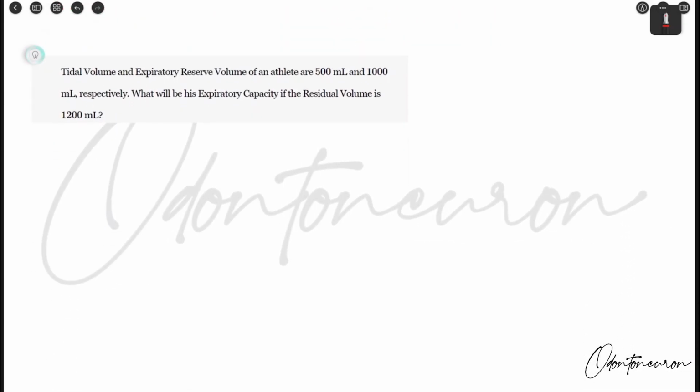Now there's a question. The question says the tidal volume and expiratory reserve volume of an athlete are 500 ml and 1000 ml respectively. What will be his expiratory capacity if the residual volume is also given as 1200 ml? Take your time, think for a while. I'll come back to answer.